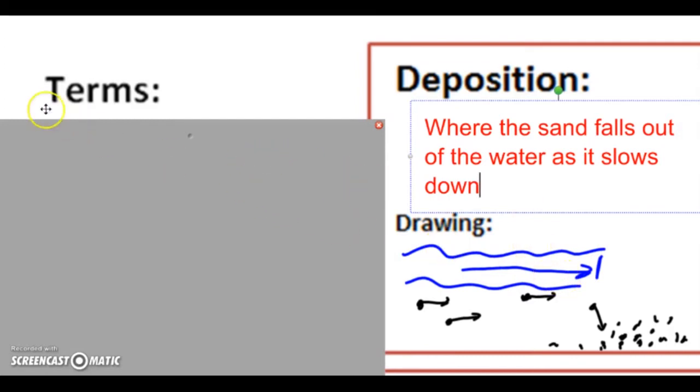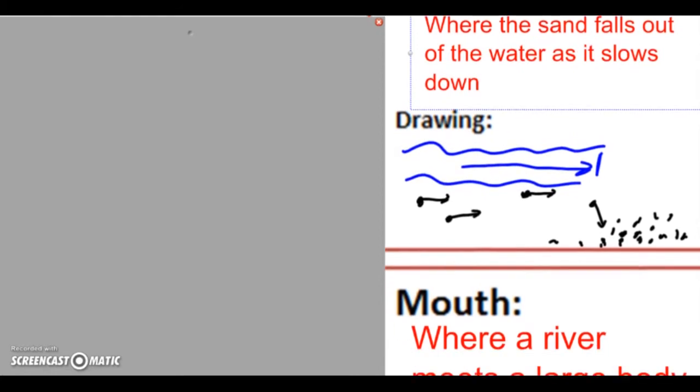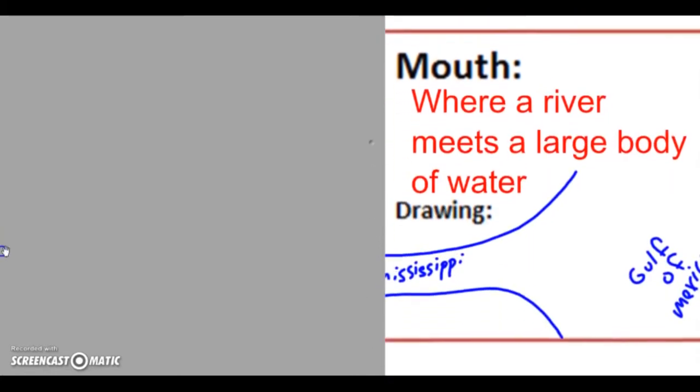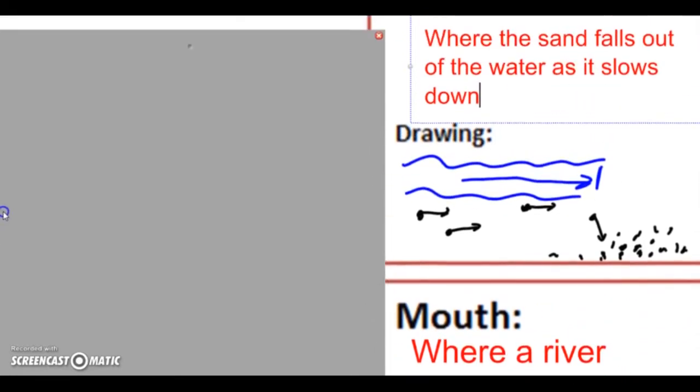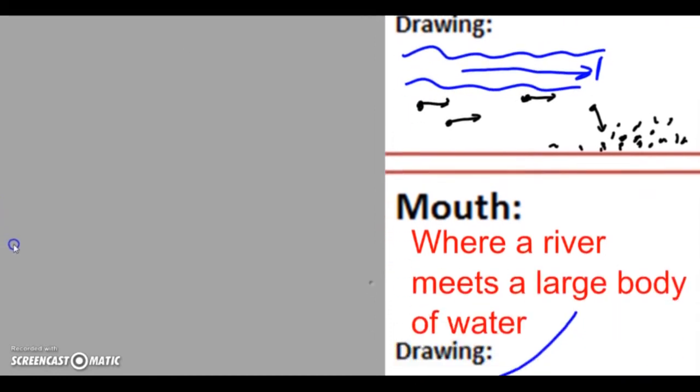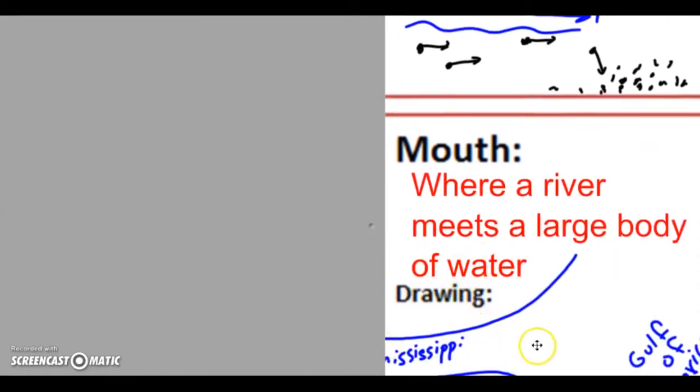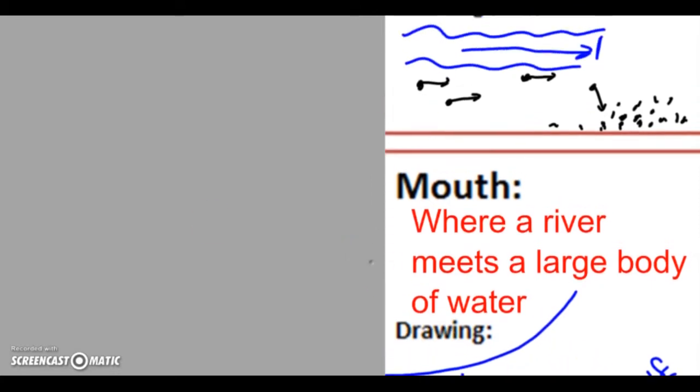Down here we have the mouth of a river, where the river meets a large body of water. This Mississippi River water is moving pretty quickly through here, and then it slows down. So deposition is going to be happening right there, where the sand is being dropped, because all this water is now going slower. It can't hold as much. So deposition and mouth kind of go together. Deposition is where the sand falls out of the water, and mouth is where a river meets a large body of water.